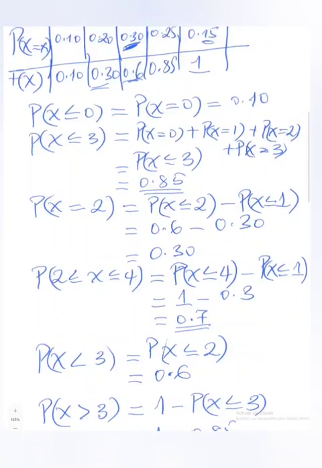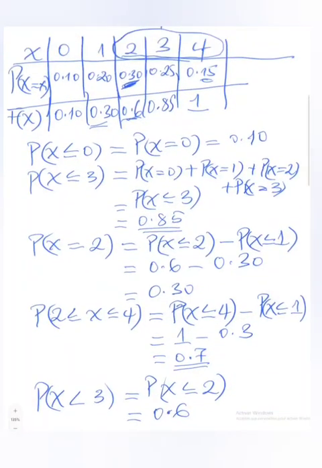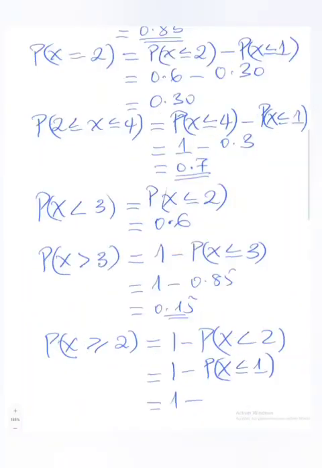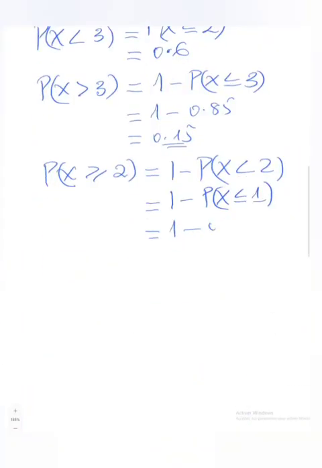The cumulative probability of 1 on the table is 0.30. So we have 1 minus 0.30, which gives 0.70.